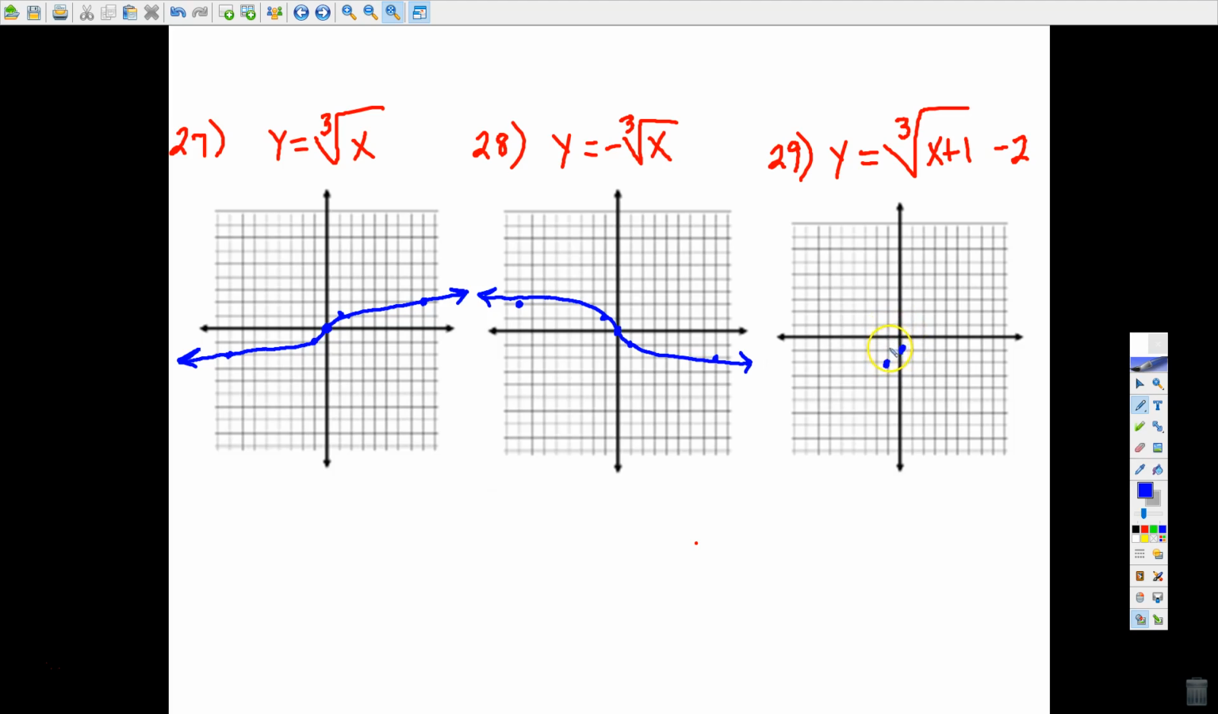(-1, -1) was on the parent, so let's go left 1, down 2. (8, 2) is on the parent, so left 1, down 2. (-8, -2) is on the parent, left 1, down 2. And so this is the graph of the translation of the parent, y equals the cube root of x. Okay? So far so good.